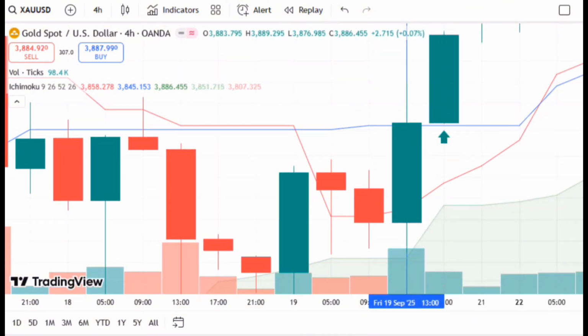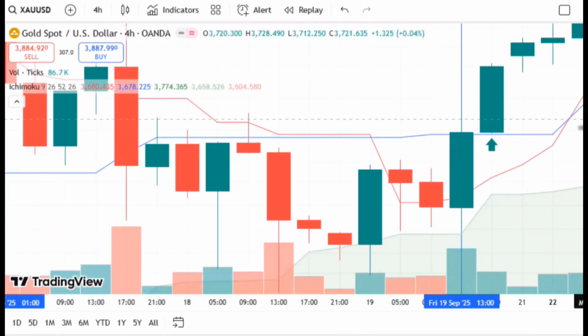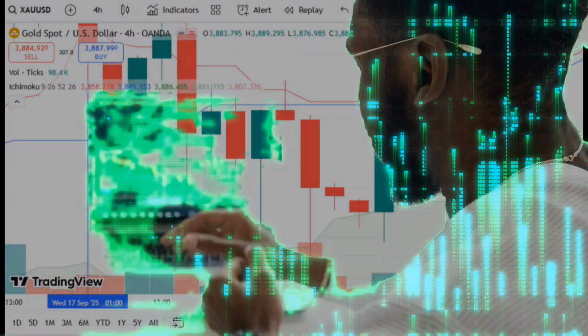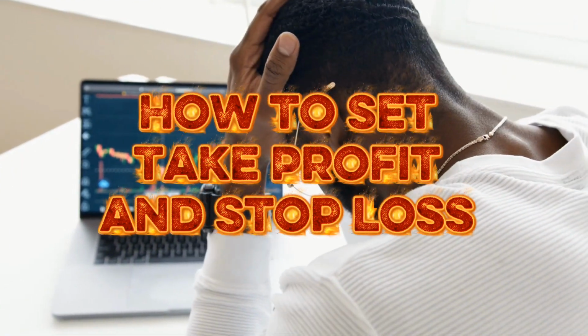For a sell, it's just the opposite. On the 4-hour time frame, if a candle closes below all three lines, that's our cue to enter a sell position. Step 3. How to set take profit and stop loss.